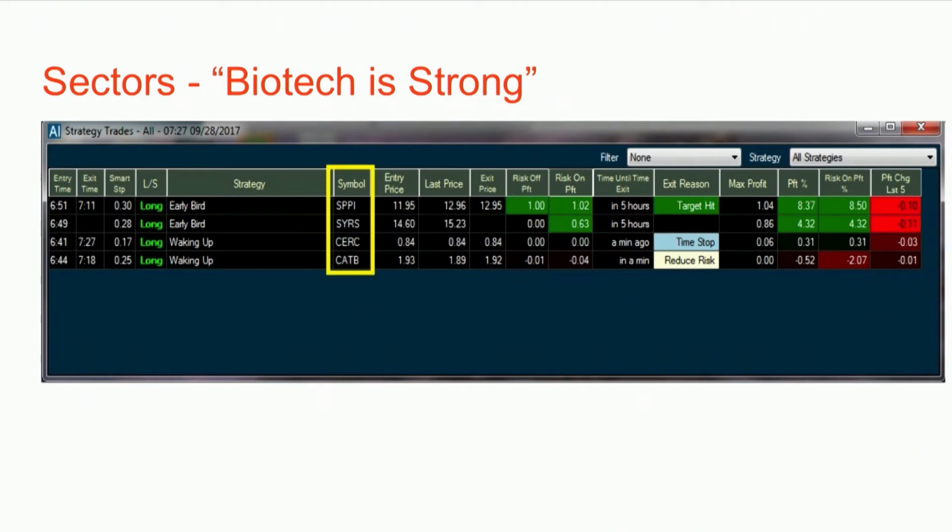Okay, so this time I found another bias of sector, and this was recent, the 28th of September. All four trades on there. Biotech or pharma. Biotechs, yeah. That was the strongest sector of the day.